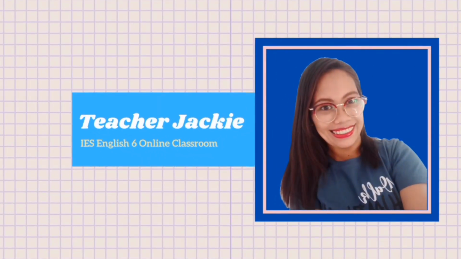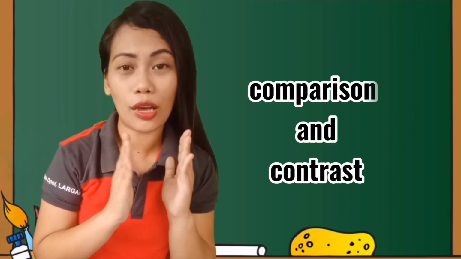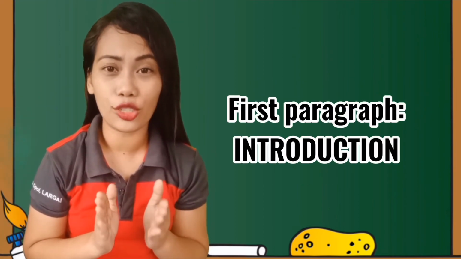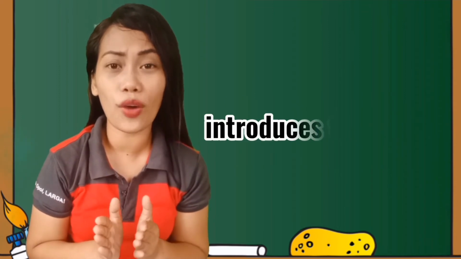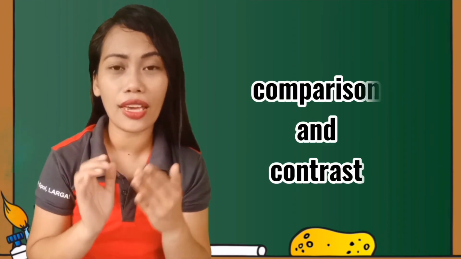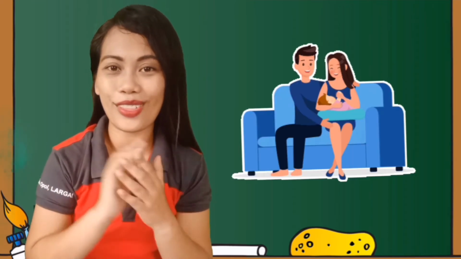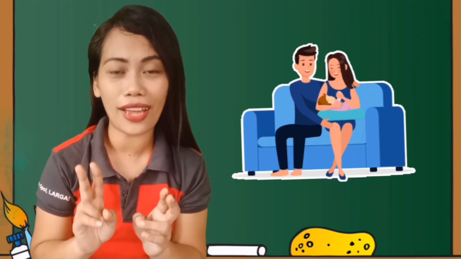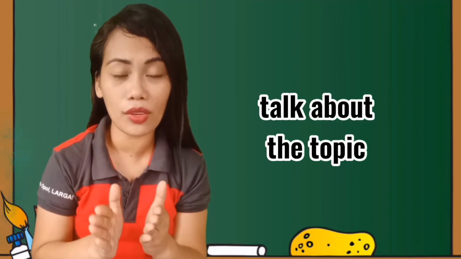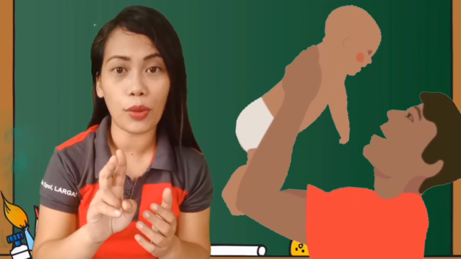Tips if you're going to write a composition about comparing and contrasting something. The first paragraph will be an introduction. This will introduce the topic of what you are going to write about. So for example, you're going to write about a comparison and contrast of a mother and a father. So these are two different personalities. So what you are going to do is to talk about your topic, which is about a mother and a father. So that is for the first paragraph.